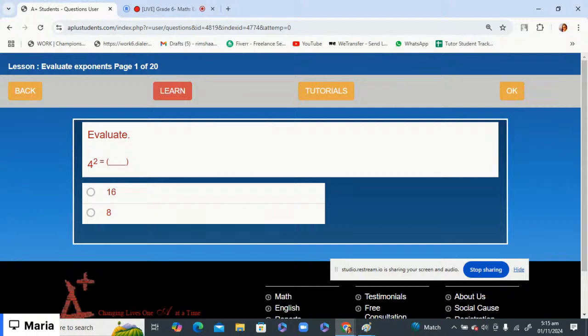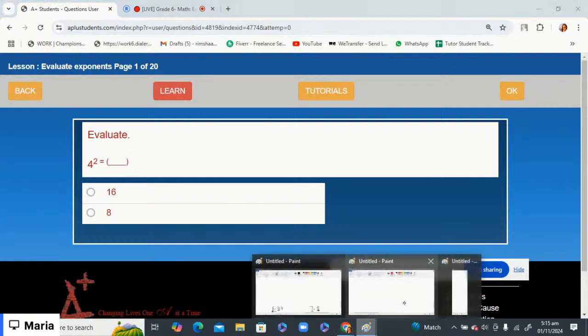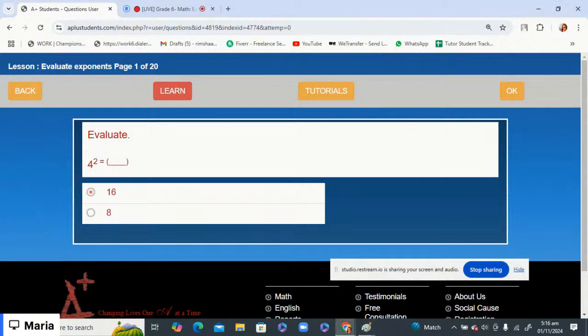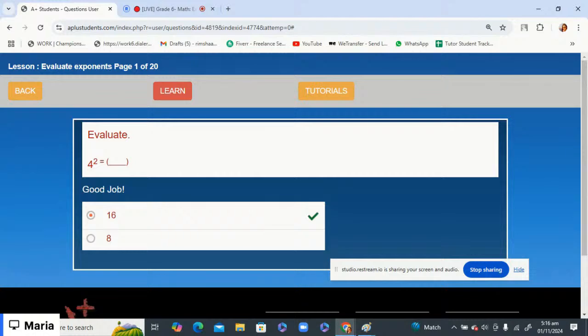So here is 4 power 2. Evaluate. It's 4 power 2. What does it mean? It means that 4 times 4. Here we are going to write 4 how many times? 2 times. 4 times 4 is 16, and that is your answer. Check it out, that is the 16 here. So this is the right answer.